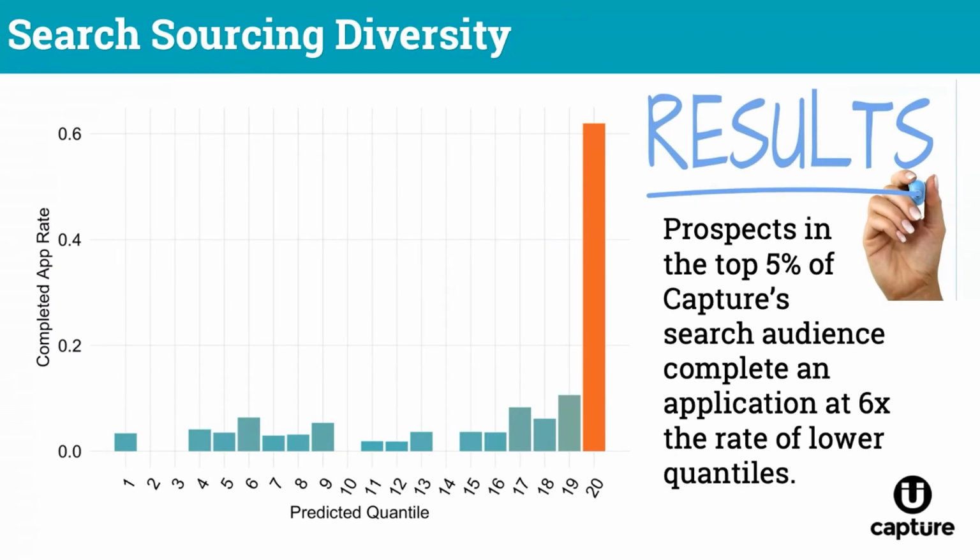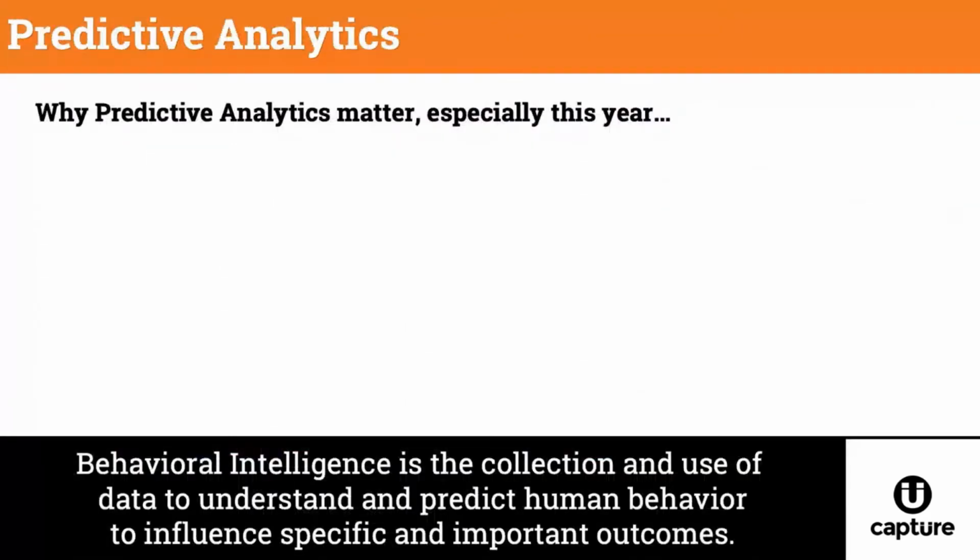And if you see here, the results are astoundingly obvious that as we look across our partners to the completed app rate, we see a rate of 6 times the likelihood to apply and complete an application when we purchase the top 5% of records. And we do that through behavioral intelligence. So search sourcing diversity is one of the critical things that you should be doing. But along with that, the use of predictive analytics is equally as important.